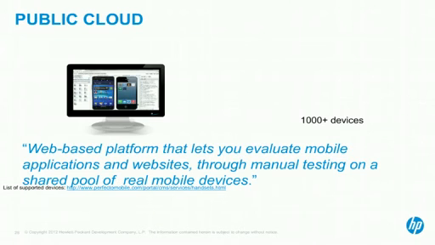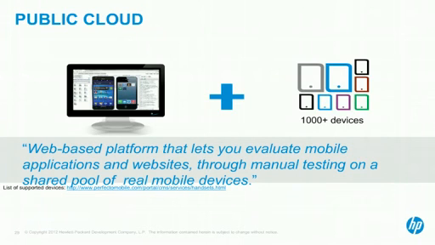And the third one is a public cloud. The public cloud has got thousands of devices out there. It's a shared pool of devices that people sign up to use. And when you lock a device, it is yours to use for that session. But when you stop using it, it becomes available to anyone else that has signed up to the service. So this is a shared service.